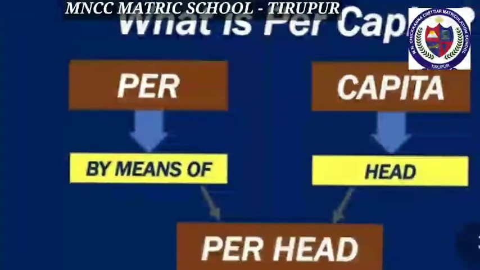Next, what is per capita income? The average income is calculated by dividing the country's total income by its total population. The average income is also called per capita income. Calculations on the per capita income of all countries are made only in US dollars in order to compare at the international level.